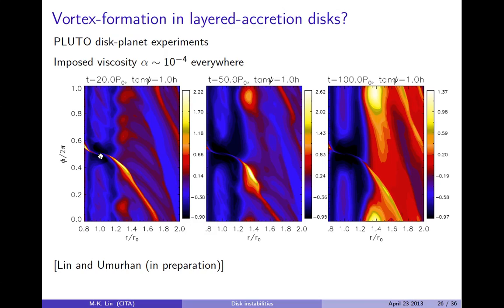I've chosen the viscosity profile to be quite low, and it's well known that if you do this kind of simulation, then the planet would open up a gap, but the gap will be unstable to vortex formation. So this is a pretty standard result. You get a couple of small vortices, they merge, and at the end of the simulation, you get one large vortex orbiting the gap edge. So this is a case where the viscosity is about the same everywhere.